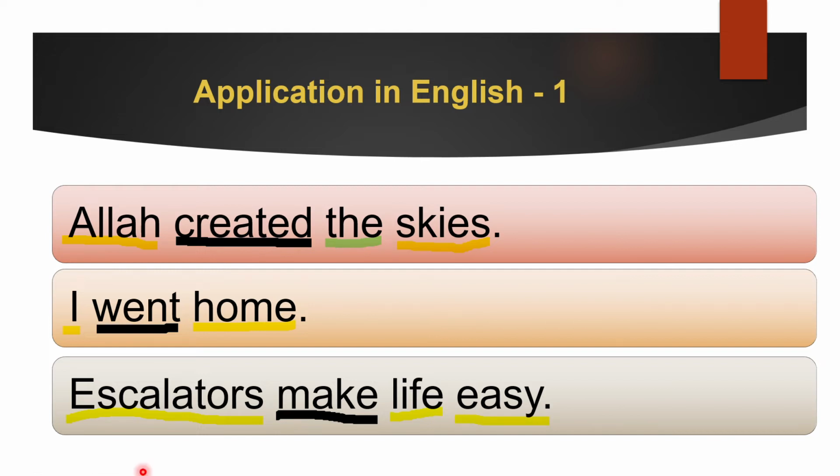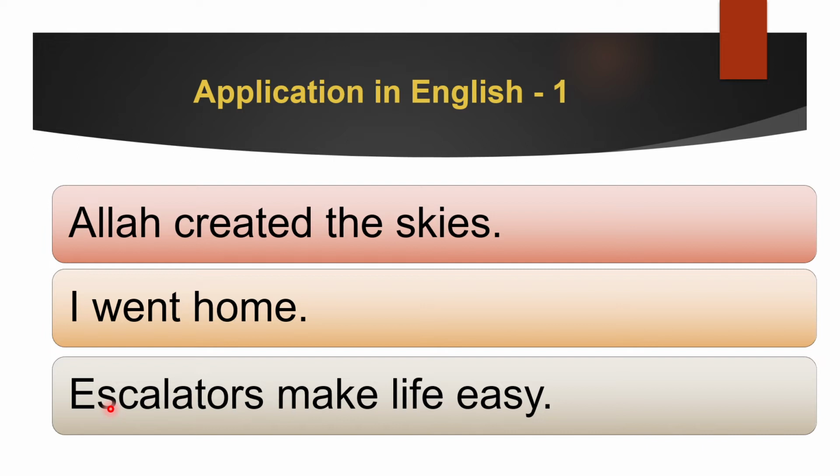So now we have classified escalators as a noun or an ism. Make is a verb or a fi'l. Life is an ism. Easy is an adverb. So that's why it's an ism. Clear? So we have classified 3 sentences. We have broken each sentence apart, and now we know exactly what each sentence is made of. So if I erase all this, you will be easily able to tell which part of the sentence is a fi'l, which part is a harf, and which part is an ism.